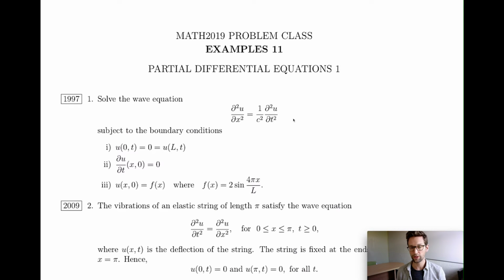Okay, we're going to look at some problems for partial differential equations, specifically looking at the wave equation. So looking at a question from 1997. We have a wave equation, d squared u dx squared is equal to 1 over c squared d squared u dt squared. And we're given some boundary conditions and some initial conditions.